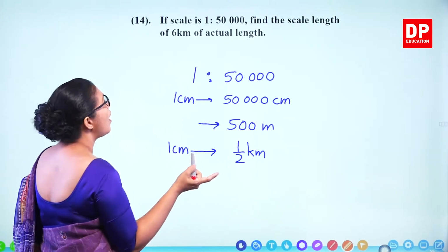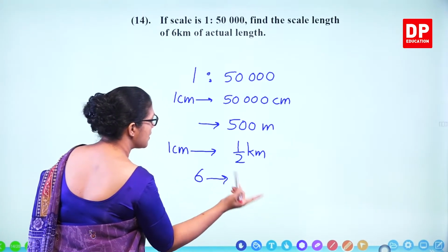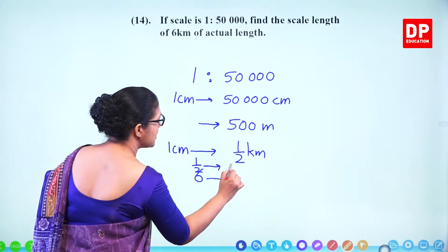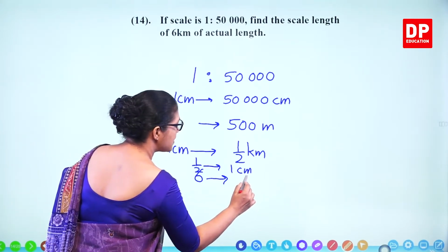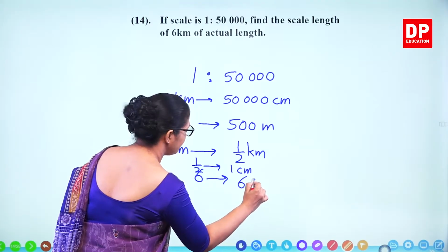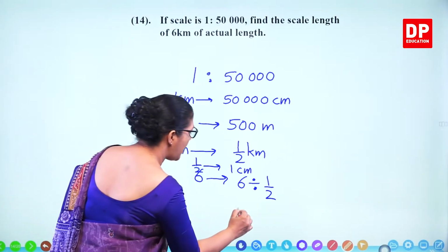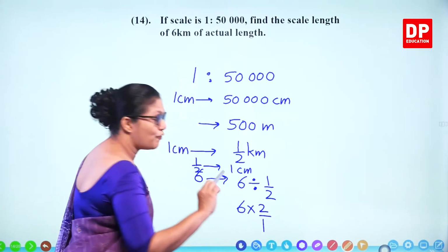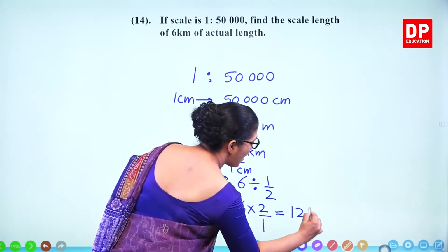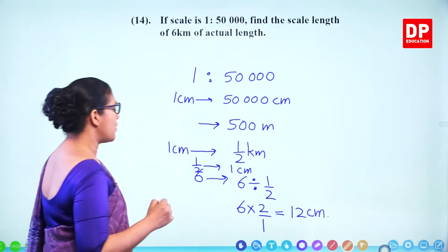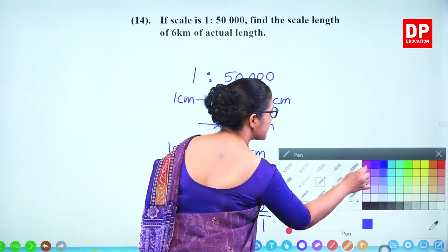Now we can do it the other way around. If this is 6 kilometers, what's the value? Half a kilometer is 1 centimeter. What about 6 kilometers? So you have to do 6 divided by half. 6 divided by half means 6 multiplied by 2 over 1. You flip the denominator and the numerator. So 6 times 2, 12. 12 centimeters represent 6 kilometers actual length. So 2 marks for that.